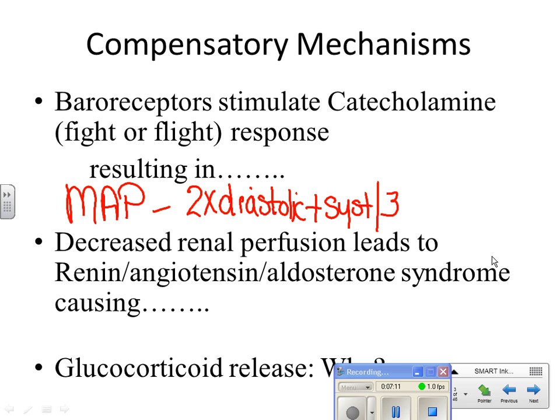Another compensatory mechanism that's going to reflect in some of the signs and symptoms we'll be talking about is that our body is going to release glucocorticoids. Why does it do that? We need the energy. The cells need the energy because they're not getting the oxygen and the nutrients that they need. So the body says, oops, not getting enough oxygen and nutrients to the cells, I'm going to pump out some glucocorticoids, and that's going to help to improve nutrition. And it's going to raise the circulating blood sugar.